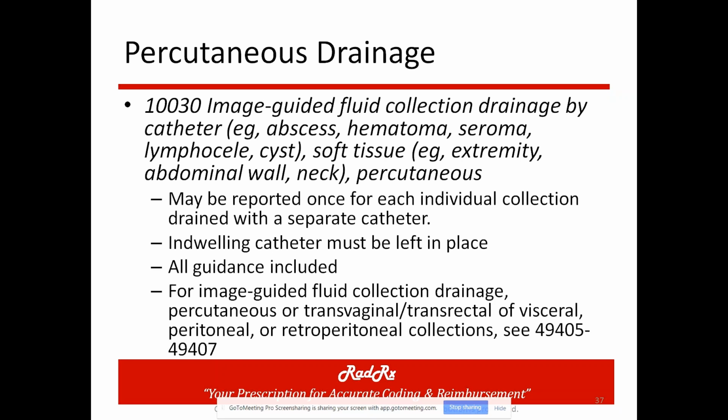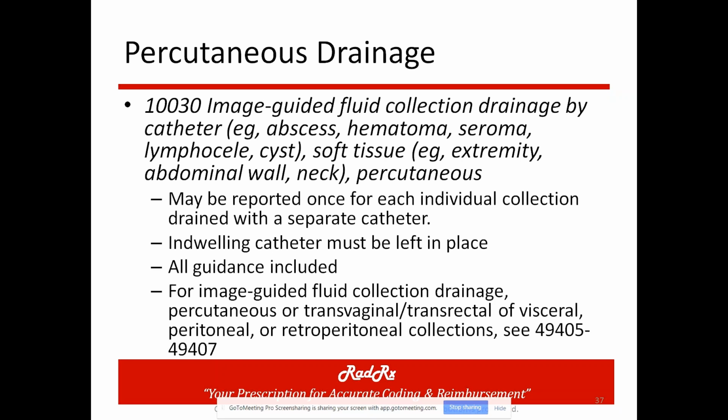So I'm going to try to break it down very simply for you in looking at the reports. So the 10030, this is for soft tissue. And where I get the questions is it's always pertaining to the abdomen pretty much. Well, if I see that they're doing a drainage of the abdomen, how do I know what code to pick? The 10030, the 49405, or the 49406, which we're going to look at in a moment. So with the one we're looking at now, the 10030, that's going to be for the abdominal wall.